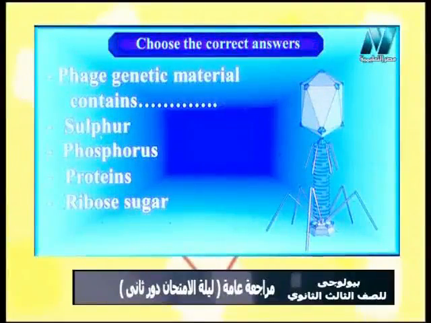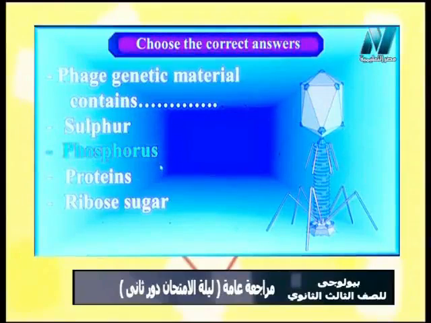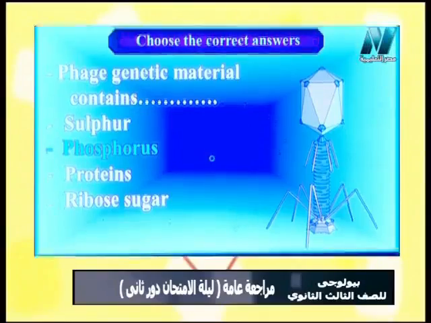طيب السؤال اللي بعد كده بيقول لي vast genetic material contains dots sulfur phosphorus protein ribose sugar. طبعا the vast genetic material is DNA. يبقى لما يقول لي دي ان يبقى containing phosphorus. but the sulfur it's the element that get in the structure of the protein. يبقى سلفر مش هتنفع علشان ده بيبقى في البروتين. البروتين مش هينفع لان البروتين is not act as a genetic material. رايبوز شوجر مش هينفع لان ده في الار ان اي والجينيتيك ماتيريال of the bacteriophage is DNA.